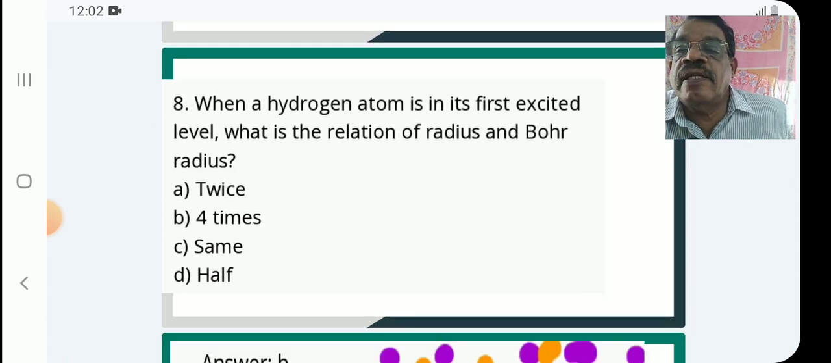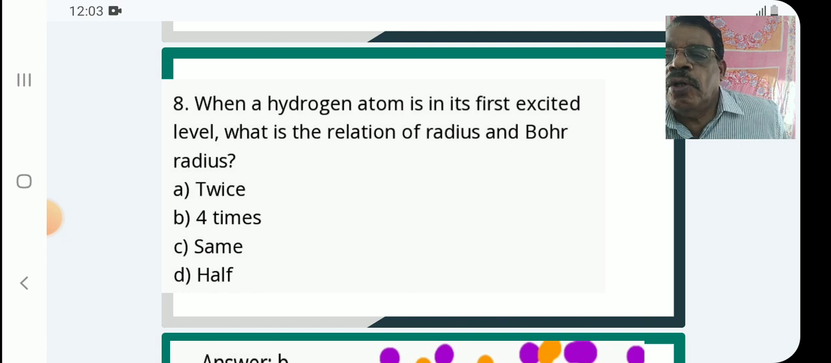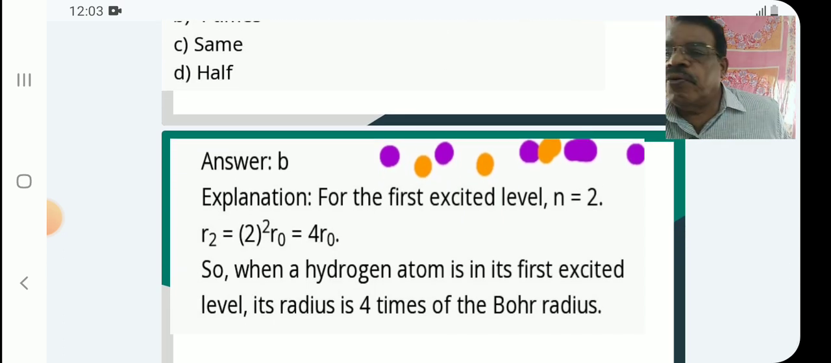Next question, when a hydrogen atom is in its first excited level, what is the relation of its radius and the Bohr radius? Bohr radius A0 is the ground state radius. First excited means n equal to 2. The n equal to 1 state is the ground state, whose radius is A0. For first excited, n equal to 2, what is the radius? We said in an earlier question that it is 4 A0. So 4 times is the correct answer. Answer is B, 4 times.